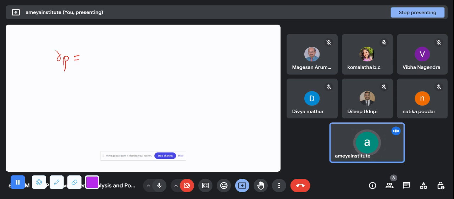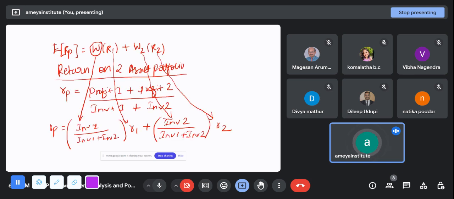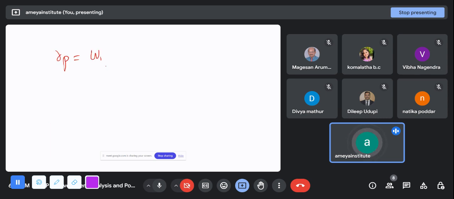RP, the return of the portfolio, is nothing but the weight of the first asset. Now this formula, the investment of 1 divided by the investment of 1 plus the investment of 2, I can write like this: weight of 1 into return of 1, plus weight of 2 into return of 2. That is also called the portfolio return.